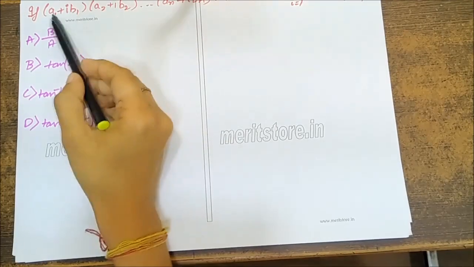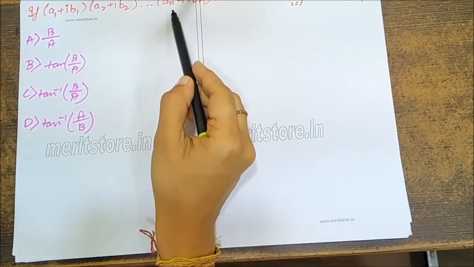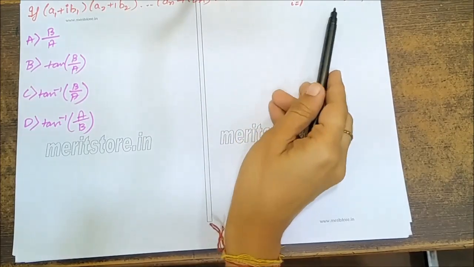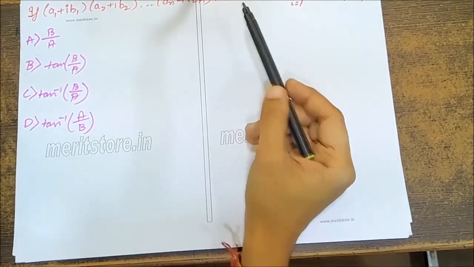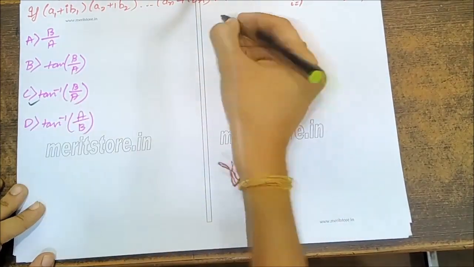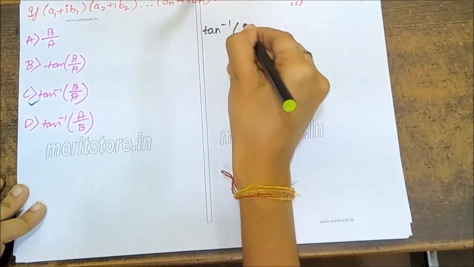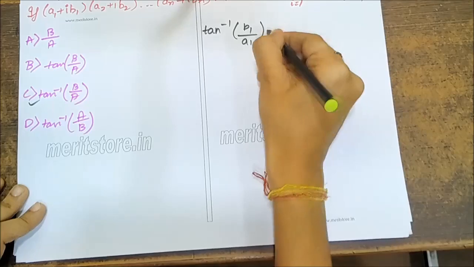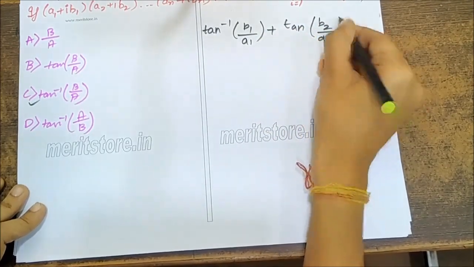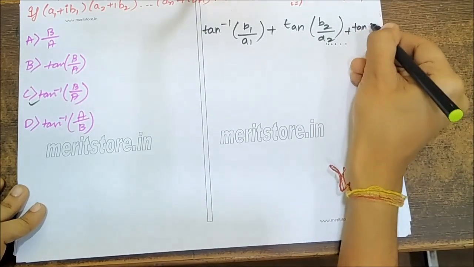Now if a1 plus b1 i, a2 plus b2 i, and till the extent of an plus i bn is equal to a plus bi, the angles are given as tan inverse. The sum of the angles will be equal to tan inverse of b upon a. So the answer is C. How you get this is tan inverse of b1 upon a1 plus tan inverse of b2 upon a2, so you're defining your i till n.